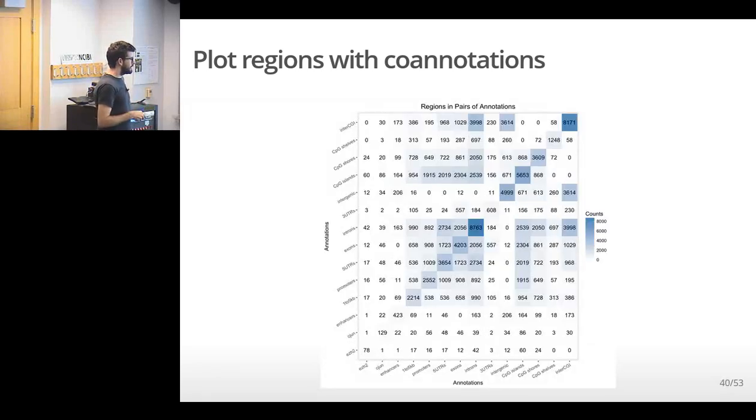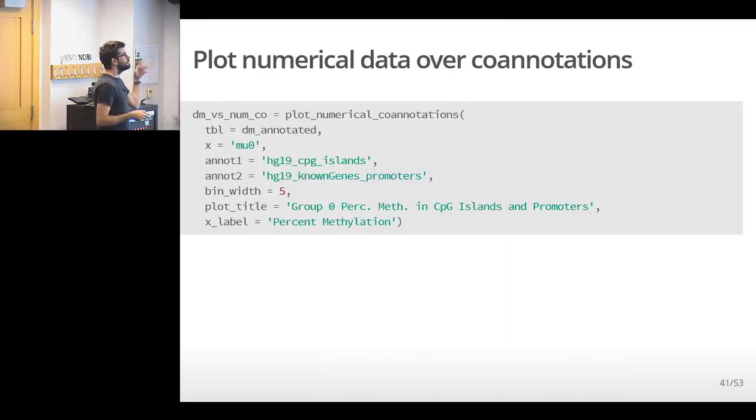You get a heat map that tells you, for example, I have maybe 163 intronic enhancers, or I have 1900 CpG islands that fall in a promoter. So you might be interested in particularly those regions. Based on the numbers that you get, you can go subset that table, or if you're interested, you can plot numerical data over those co-annotations. So you could say, I want to look at the methylation rate in group 0 over the annotations of CpG islands and promoters.